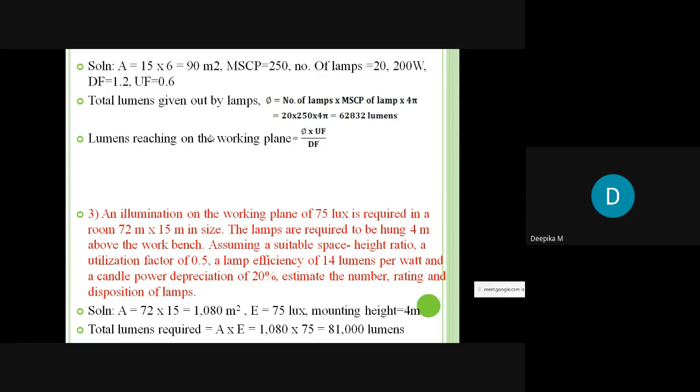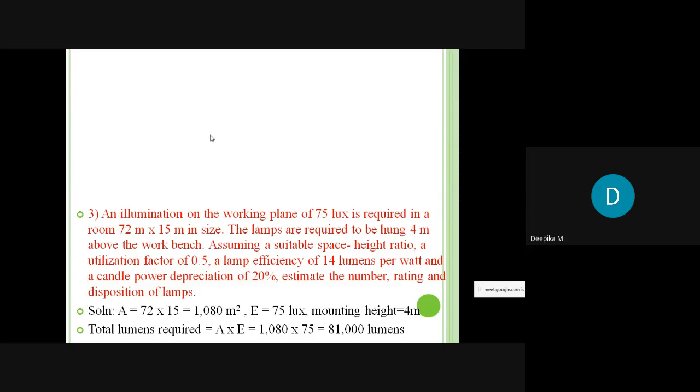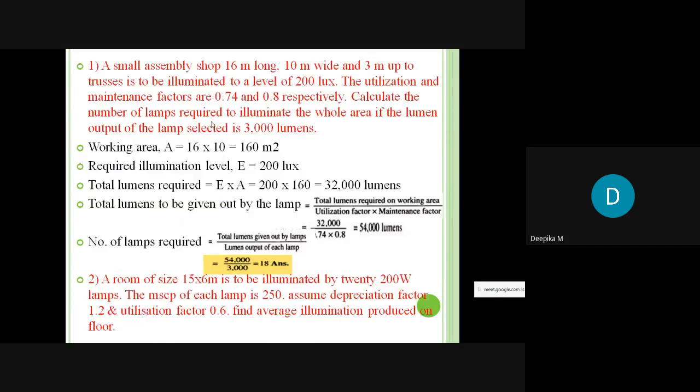Lumens given out by the lamp, which is also different. So if the lumens given out by the lamp are known, then lumens reaching the working plane will be calculated by this formula, that is phi into UF by DF. But in the earlier problem, you can see over here, the total lumens given out by the lamp is nothing but total lumens divided by UF into MF. So this is the difference.